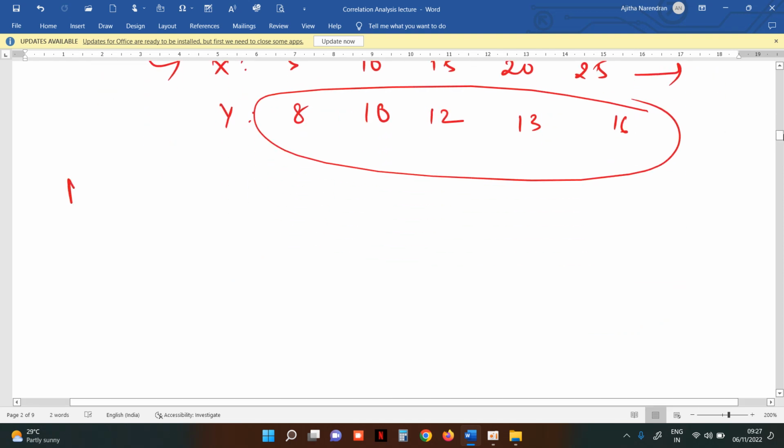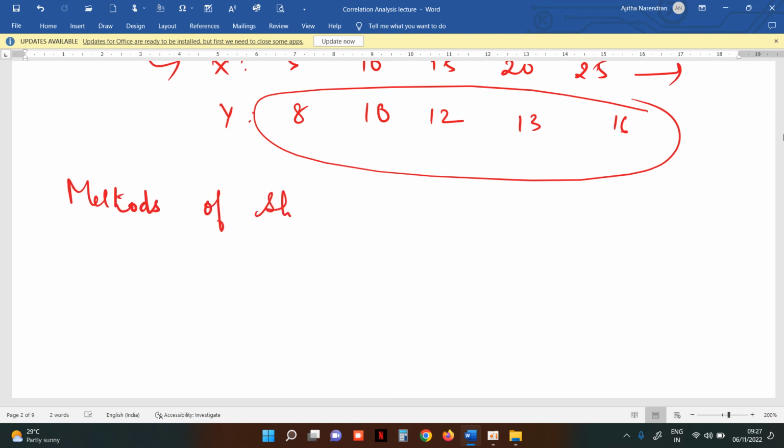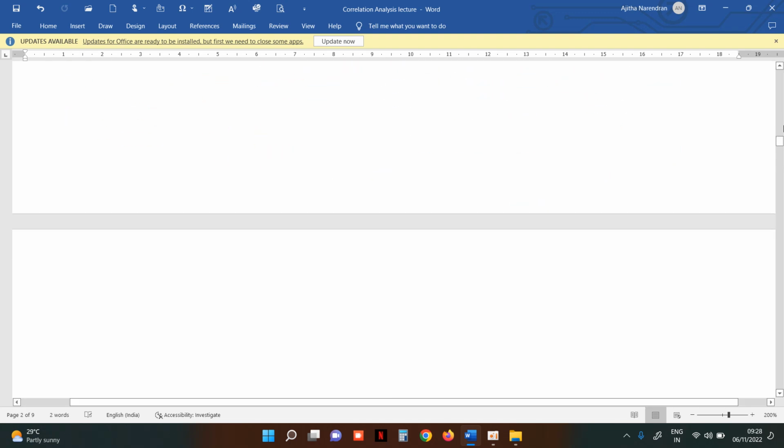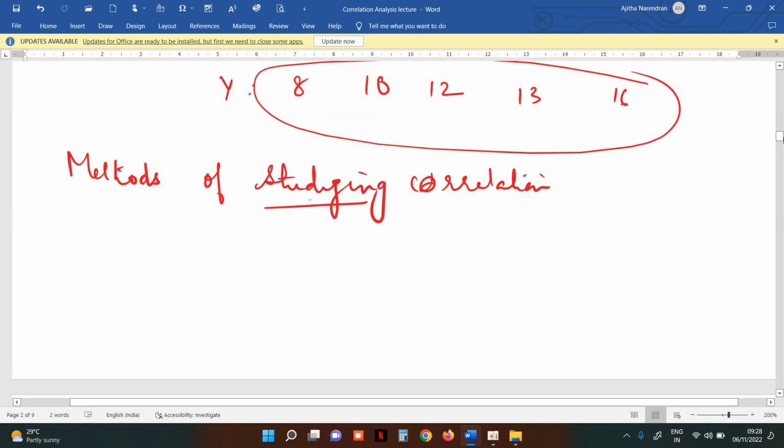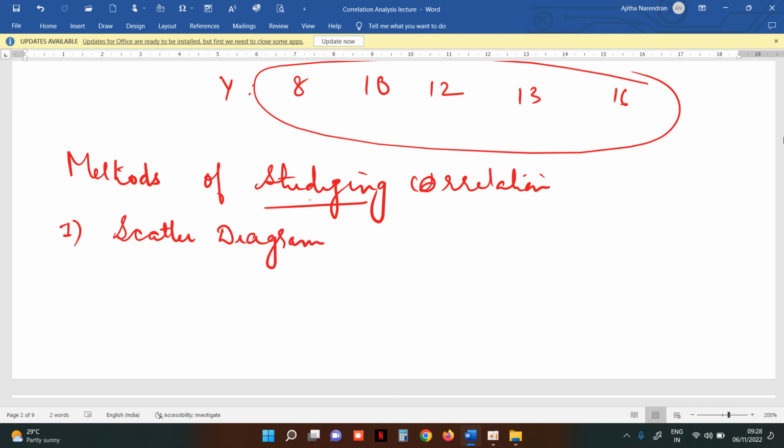Let us see the methods of studying correlation. Generally speaking, there are 5 different methods. Let us see what they are. The first method is the scatter diagram method. The second method is the graphic method.